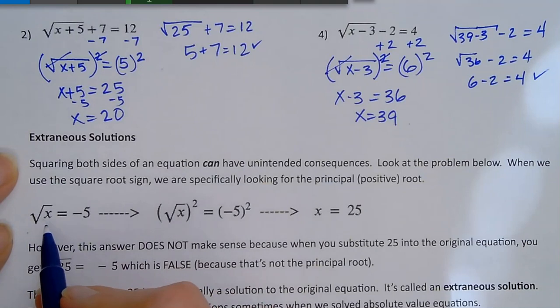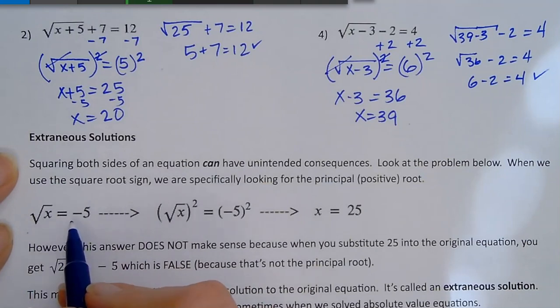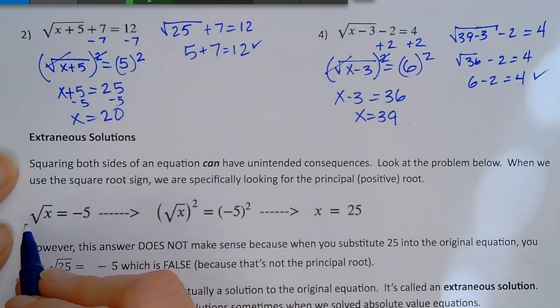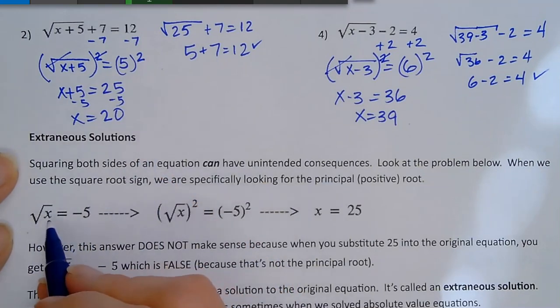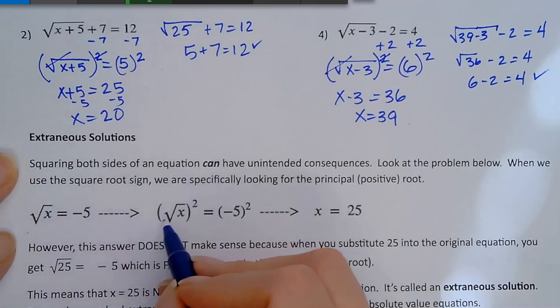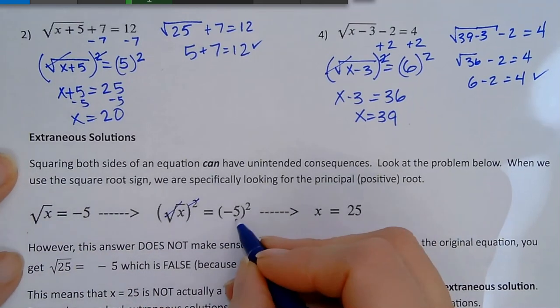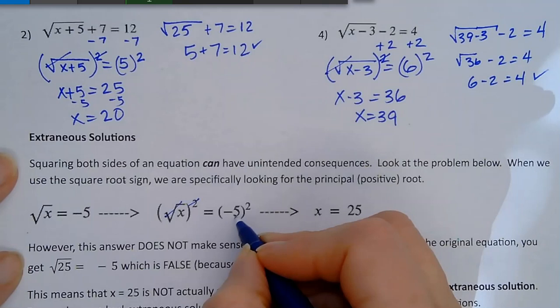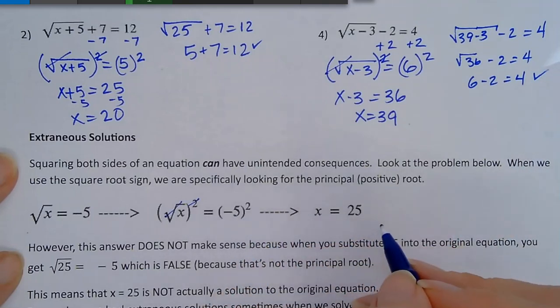If I want to know the square root of x equals negative 5, if I solve that the way we've been solving all of the ones that we just did, I'm going to square each side, right? So I would square the square root of x, those cancel, and then I square negative 5. Negative 5 times negative 5 is positive 25.